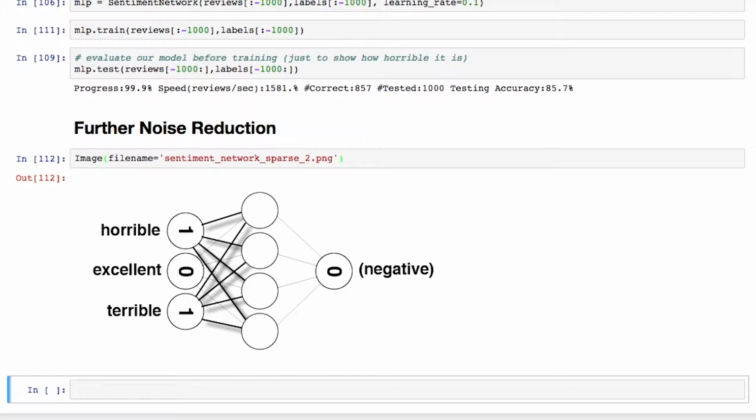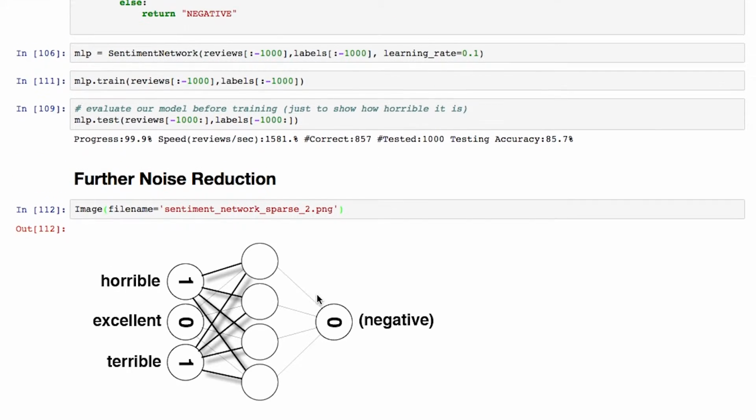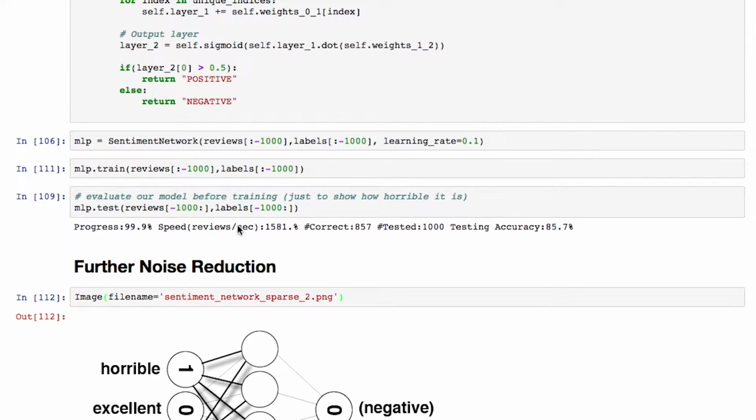All right, so in the last section, we significantly increased the speed by which our neural networks train. Even in the last section, we saw something in the realm of 1,500 reviews per second on our test data. I mean, just absolutely screaming.